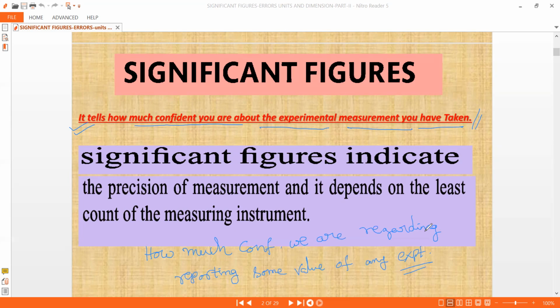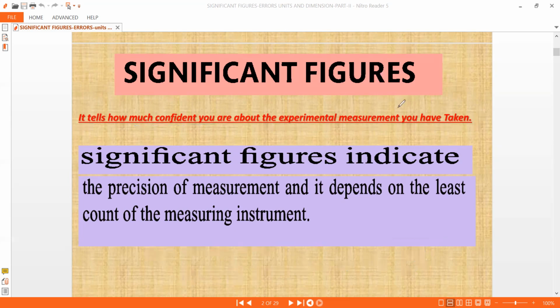Like even measuring with a scale. Measurement of the length of a line with a scale, that is also an experiment. We'll consider even simple things like taking the weight of some object. That is also a kind of measurement. I'm just giving an example. So what do the significant figures indicate? They indicate the precision of measurement. It depends upon the least count of the measuring instrument.